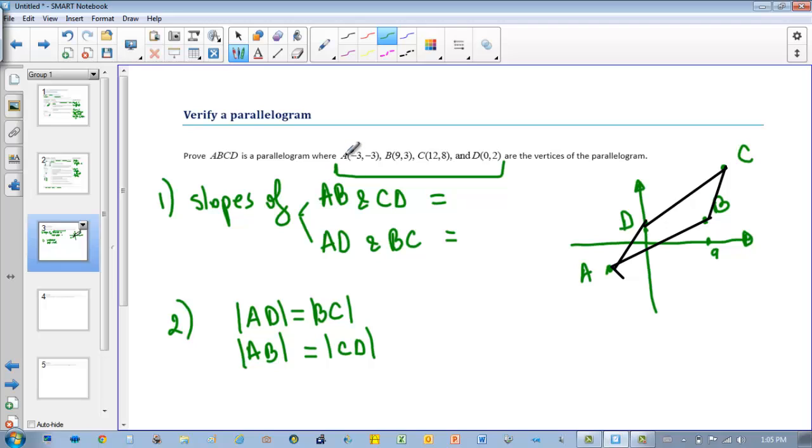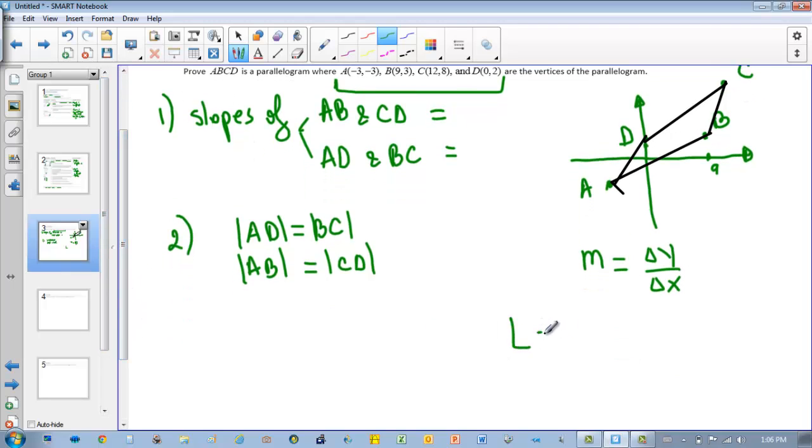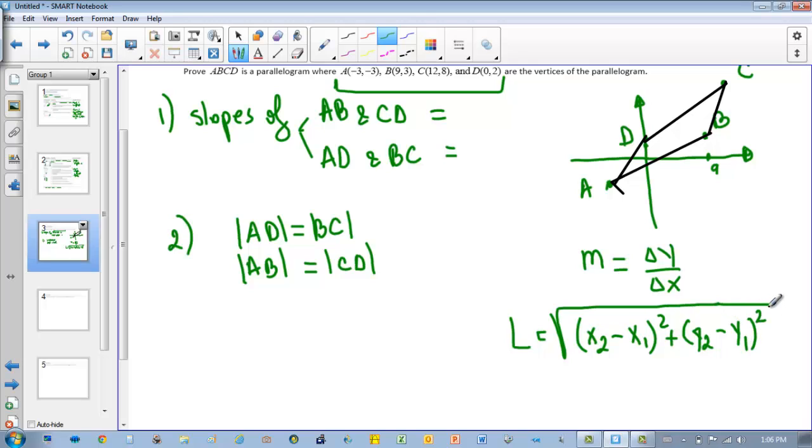And since you have the coordinates of each point, please use for the slope the formula delta y over delta x, and for length of a line, if you remember from a few days ago, the length formula is square root of x2 minus x1 squared plus y2 minus y1 squared. Okay, there will be quite a bit of work involved, and I can't wait for you to tell me in class if you discovered if this particular shape is a parallelogram or not.